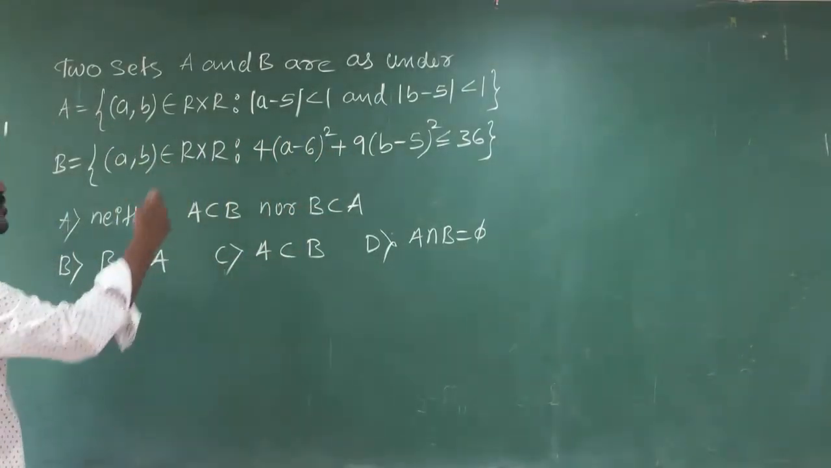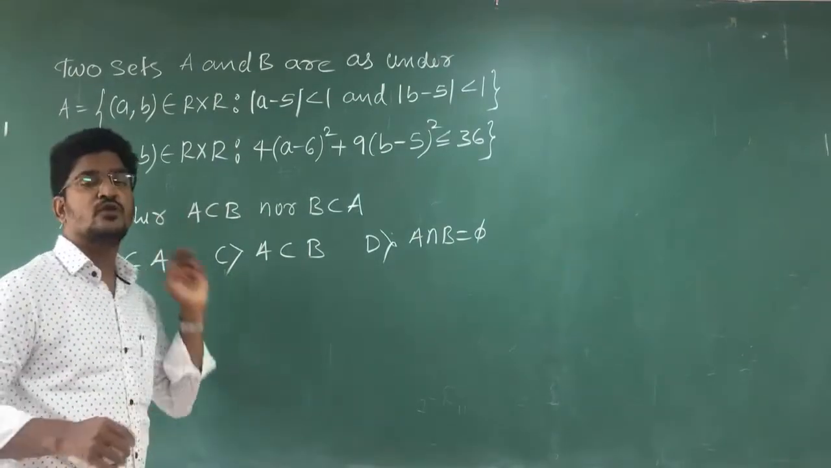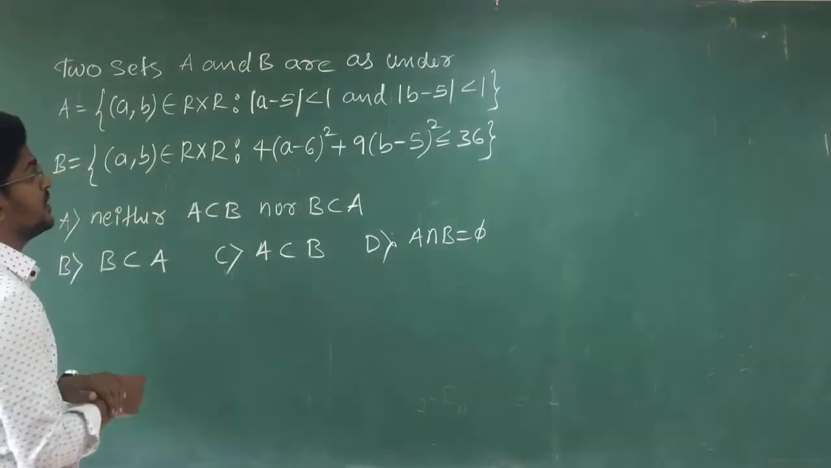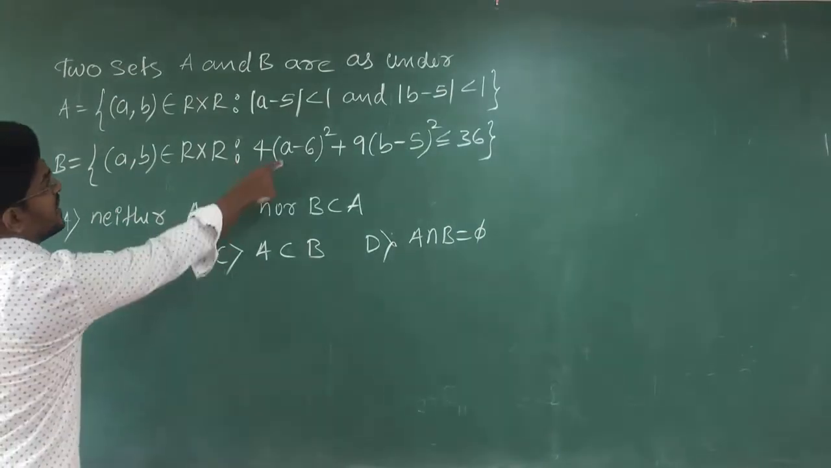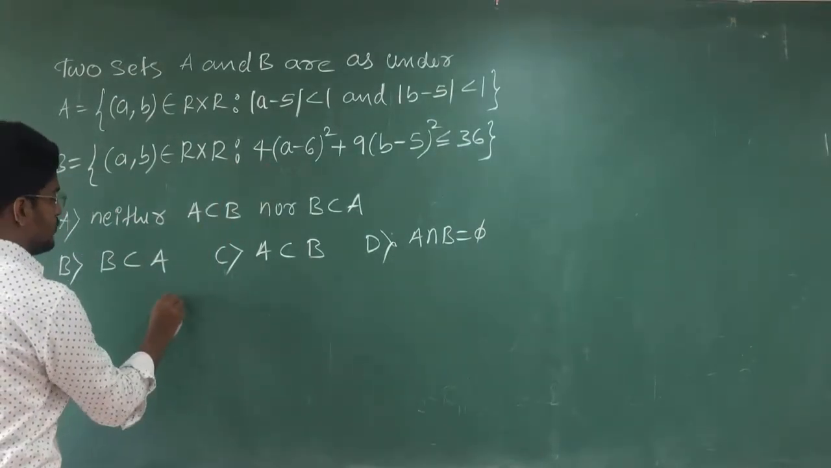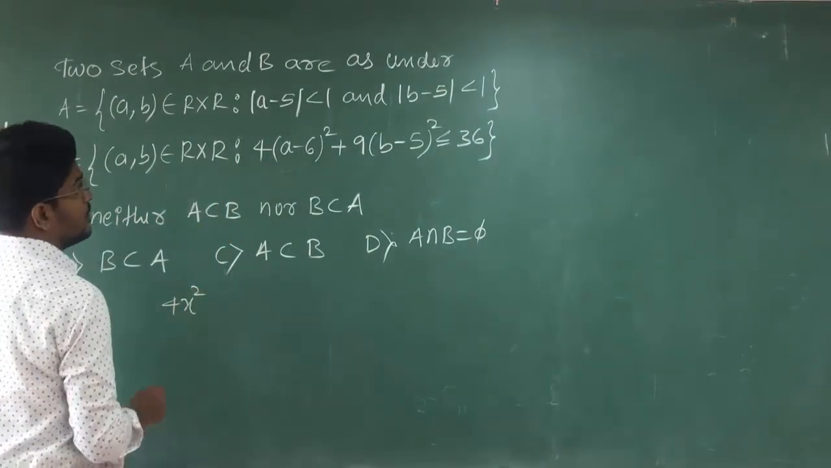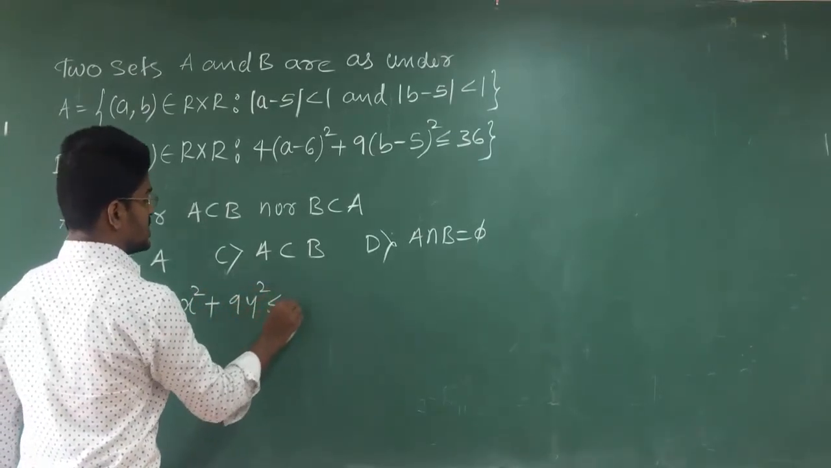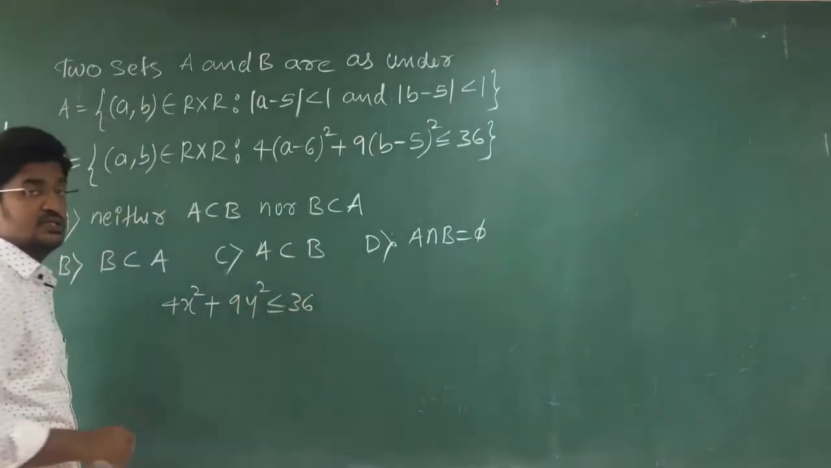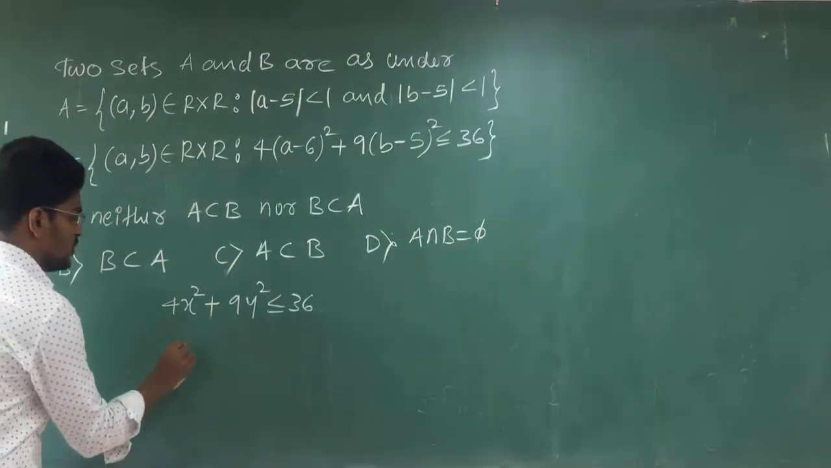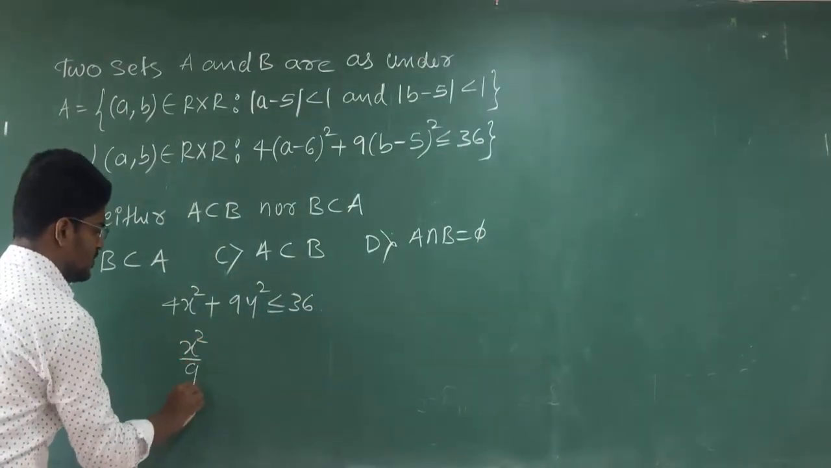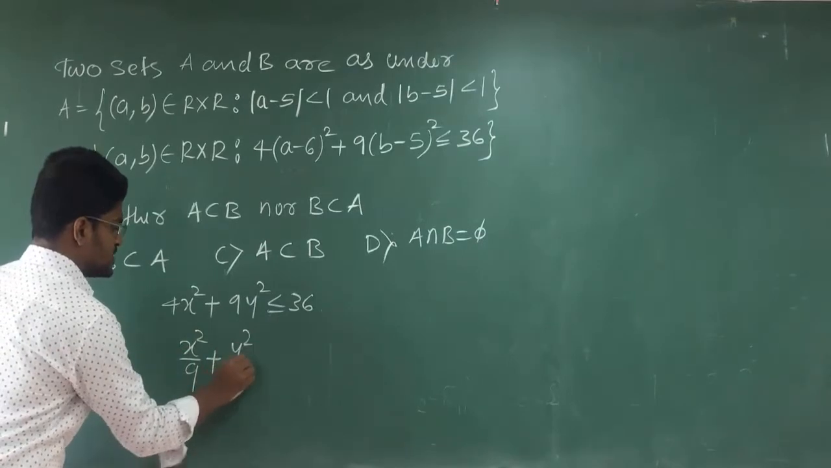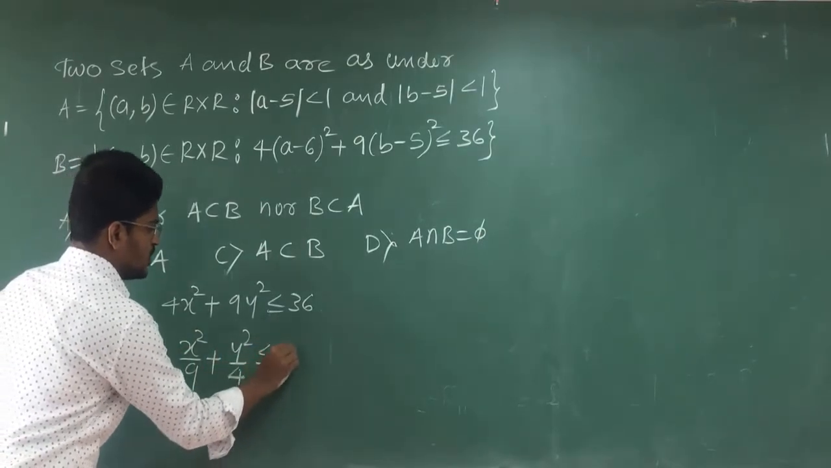So these are the four options, and they are asking which of the following is correct. See this equation, 4x square plus 9y square less than or equal to 36. If I simplify this, as you all know, you are going to get x square by 9 plus y square by 4 less than or equal to 1.